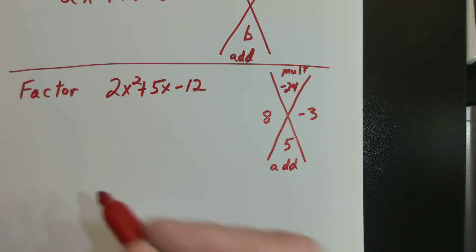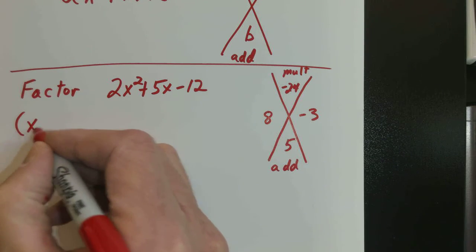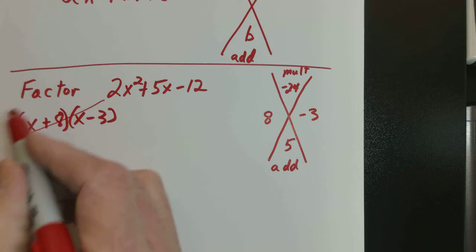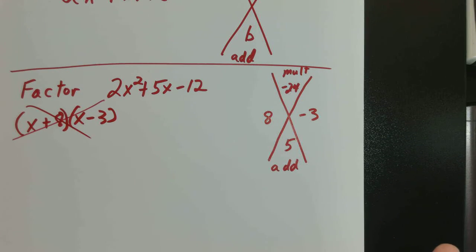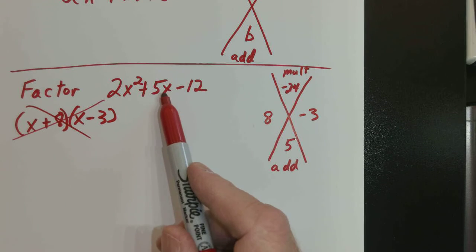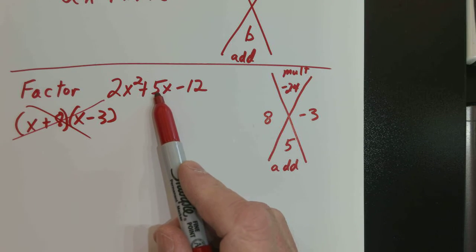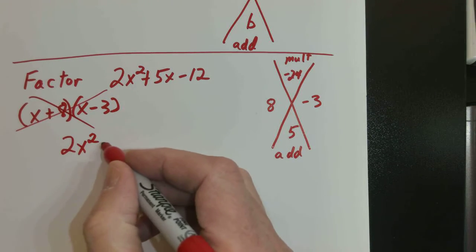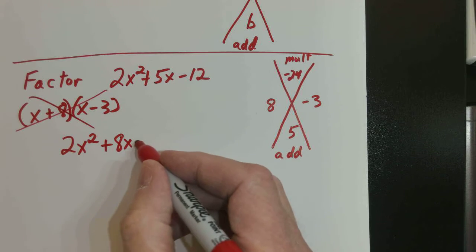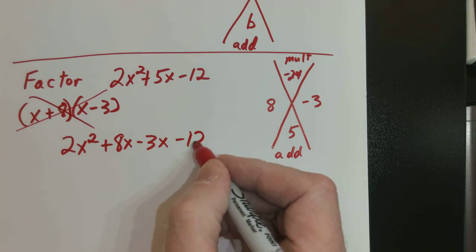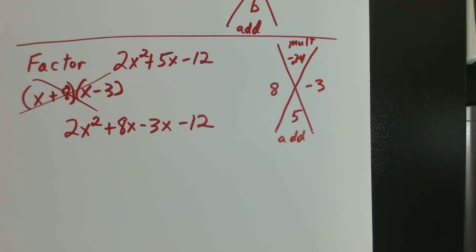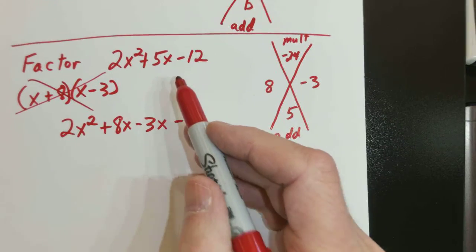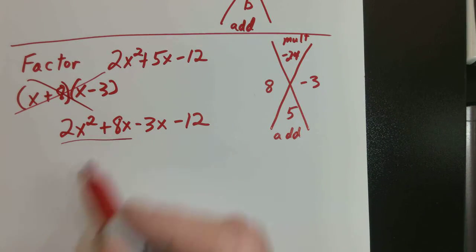Now, don't do this. This happens a little too much sometimes. Okay? Don't do that. That's not what it's for. This 8 and negative 3 is the way to split up the 5x into 8x and minus 3x. And then use grouping. So it's 2x squared plus 8x minus 3x minus 12. All right, so everybody know the purpose of these two numbers? To split up that middle term. All right, now we'll use grouping.